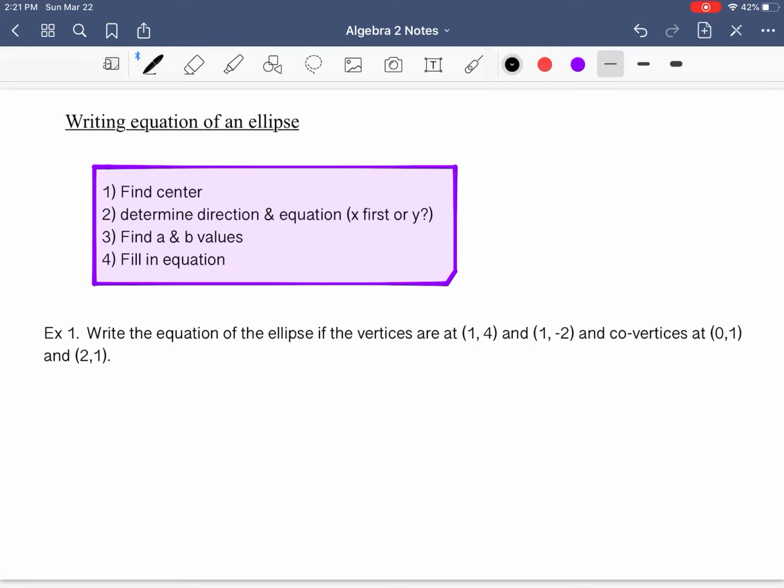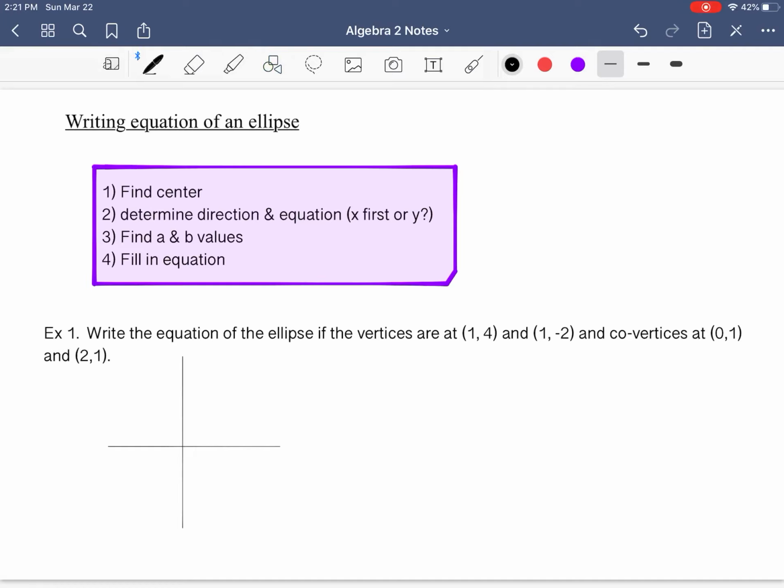So in example 1, it says write the equation of the ellipse if the vertices are at (1, 4) and (1, -2), and then the co-vertices are at (0, 1) and (2, 1). So what I'm going to go ahead and do before I start following my 4 steps is plot what is given to me, just so we can visually see. Plus, that also could help you finding your a and b values.